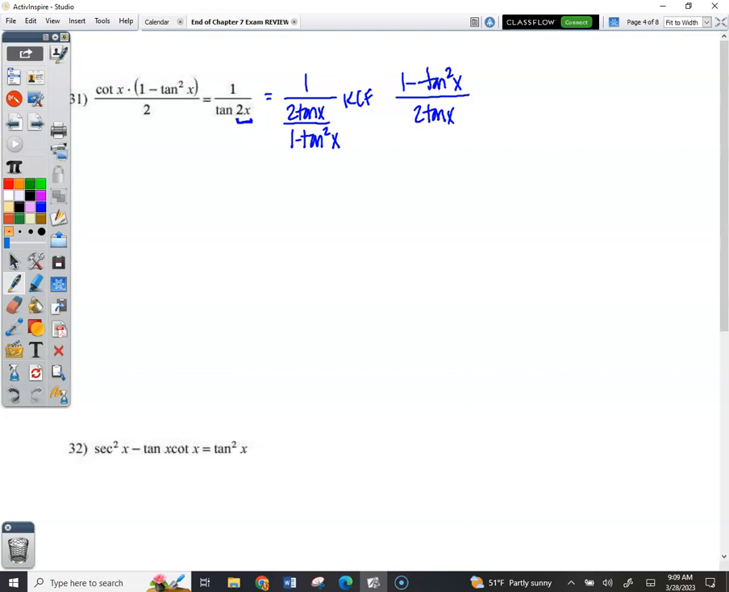Guys, in these proving ones, number 28 is the longest one. 28 has 1, 2, 3, 4, like 5 steps. All of the others have 5 or less than 5. 4, 3. One of them has 2 steps.